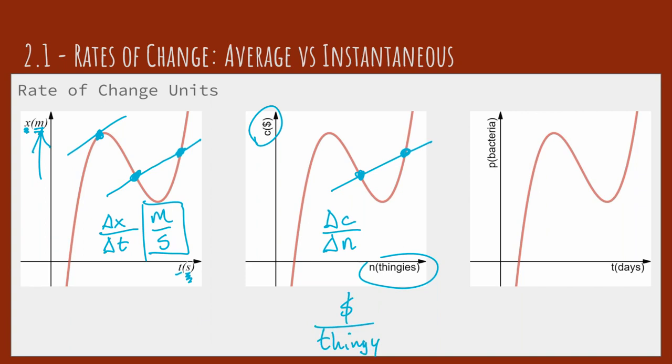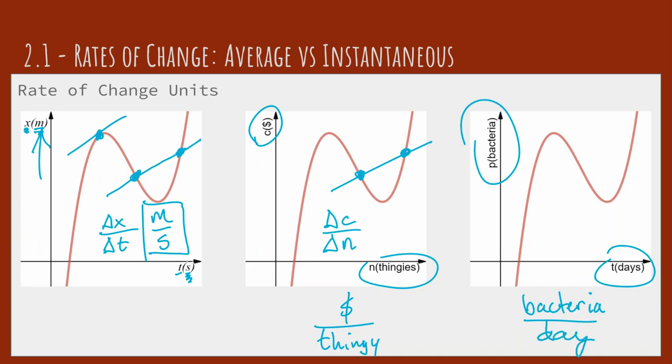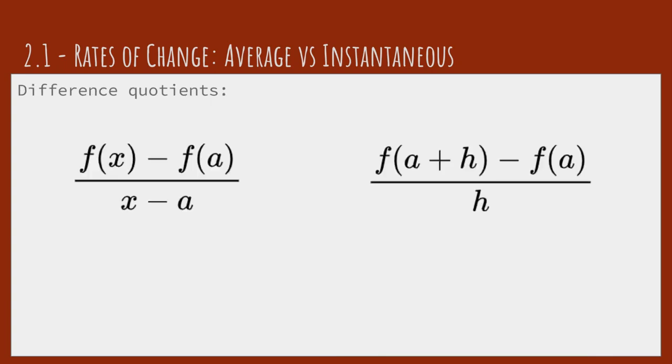The last coordinate plane, we have a population of bacteria graphed with respect to time. So units that we're going to get on a slope here will be vertical units, bacteria, divided by horizontal units, day. So a slope in this coordinate plane is going to tell us on average how fast the population is growing or shrinking in bacteria per day. So each one of these, in the context of a problem, the slopes have a particular meaning. And we get that meaning with an understanding of how we apply this difference quotient.